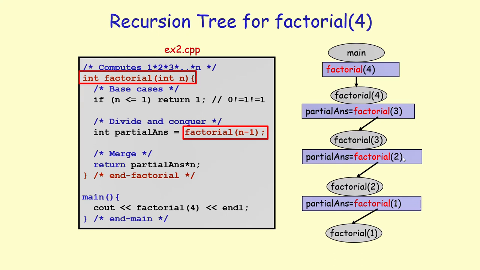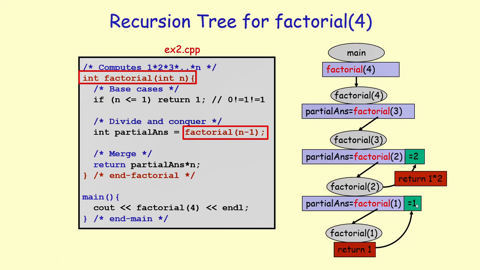Now we make a call to factorial 1, but this time this is the base case because n is equal to 1. So we hit the base case or the stopping condition and just return the value of 1 as the result of factorial 1. Now I'm going to return from the recursion, backtrack into the context of factorial 2 and assign 1 into the partial answer. And now the execution continues with the merge step that says partial answer times n. The value of n is 2, so it's 1 times 2, that would be 2.